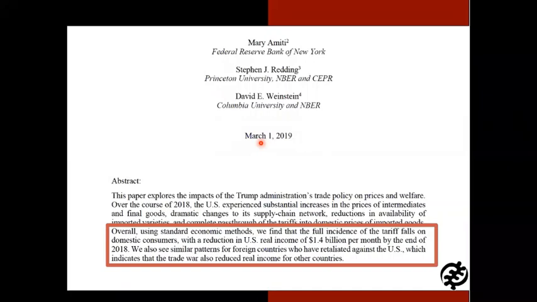Now, some of that is lost corporate profits, producer surplus. Some of that is lost consumer surplus, where people have to pay more for goods that they were buying. However, the foreign countries who retaliated against the United States, they had reduced real income as well.